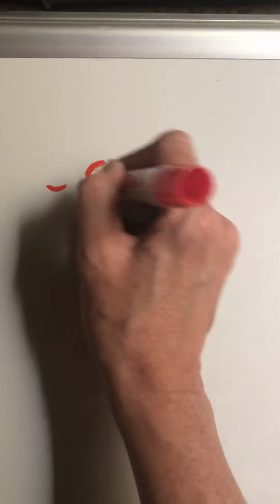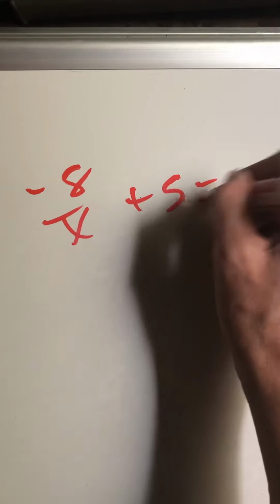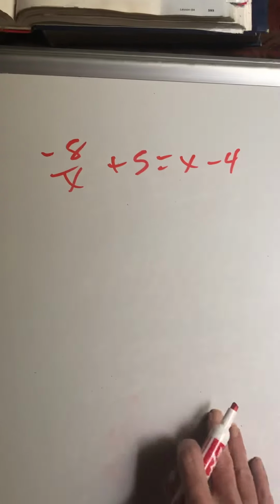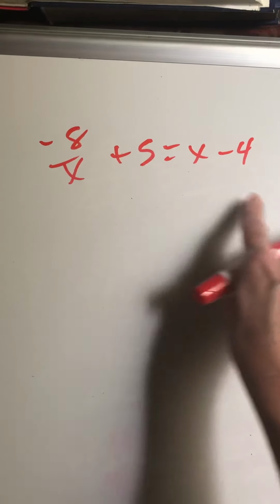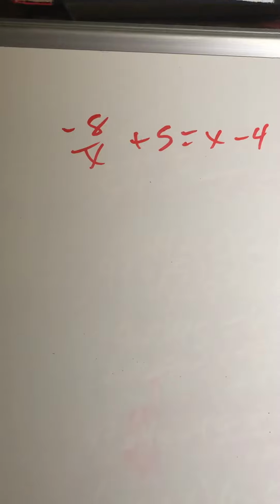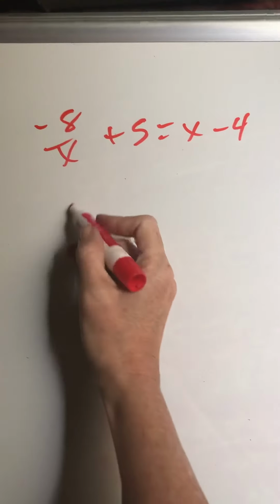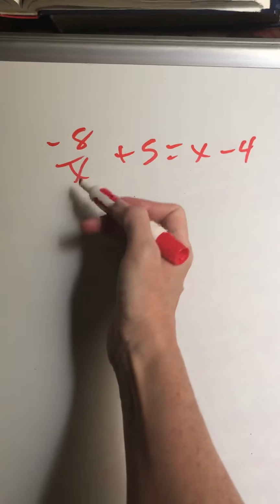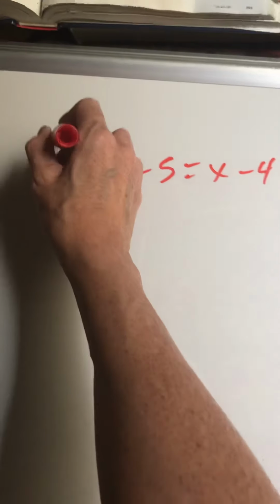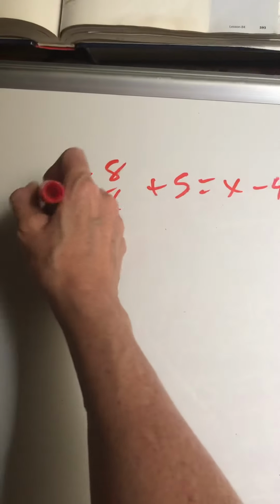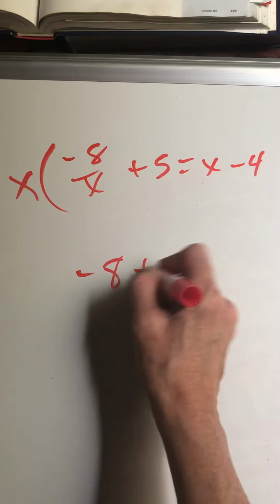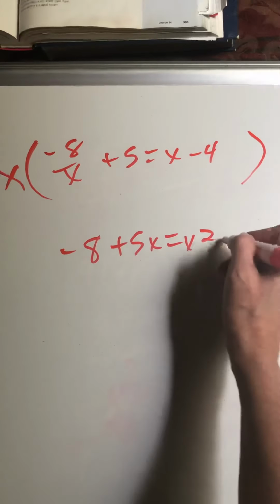Another type you'll see, those were all set up as proportions. You solve them as proportions. Then you'll also see something like negative 8 over x plus 5 equals x minus 4. What you want to do here is multiply everything by x. It's like you have a fraction that you want to get rid of, so multiply everything by that denominator. So we're going to multiply the whole thing by x. That'll leave negative 8 plus 5x equals x squared minus 4x.